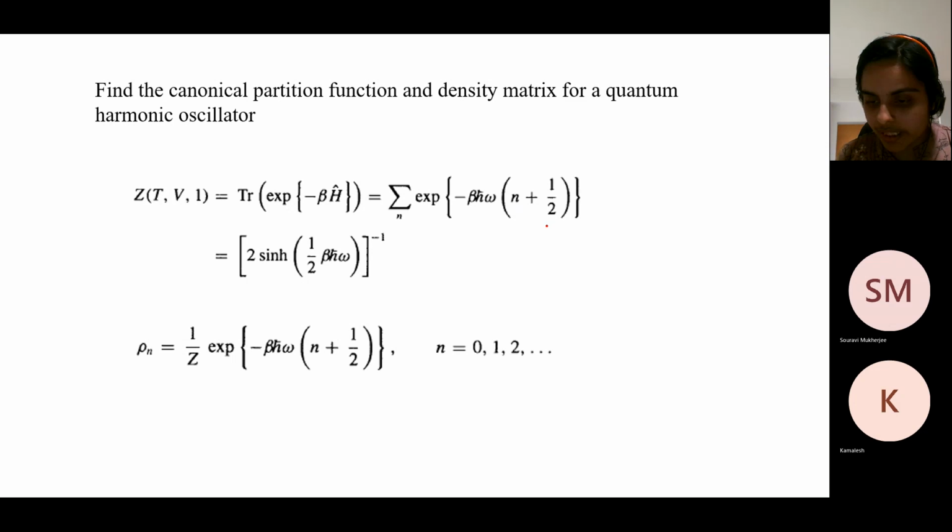So what you get in the denominator will be e to the power beta h cut omega by 2 minus e to the power minus beta h cut omega by 2. And that is actually 2 sinh of half beta h cut omega. And you have this minus 1 because it's in the denominator. This is like what we did in the third or fourth week, when we were trying to solve the canonical partition function for different cases. So it's the same thing.